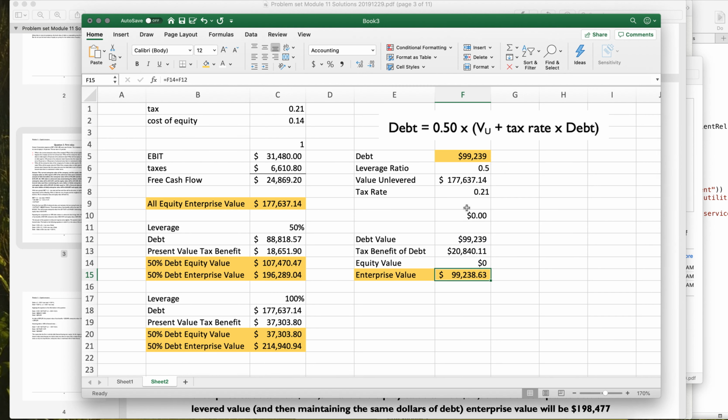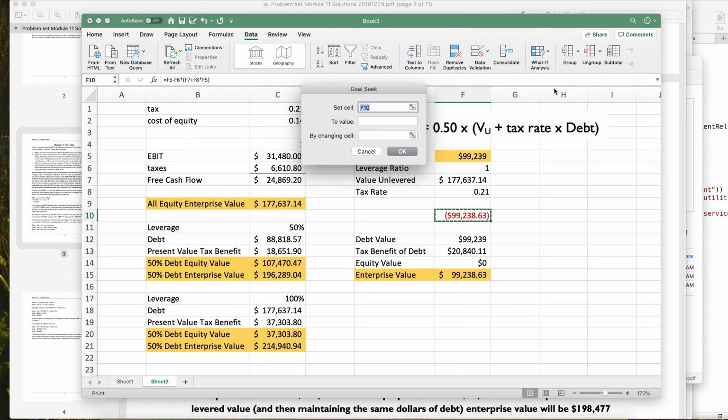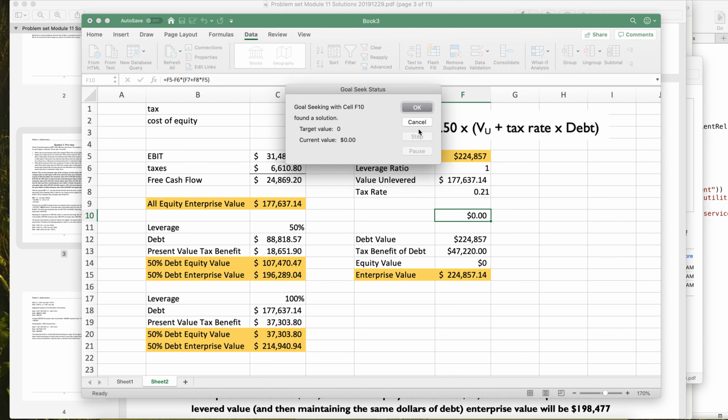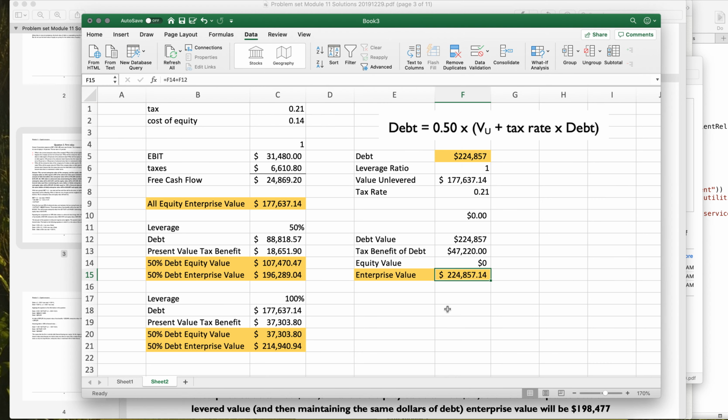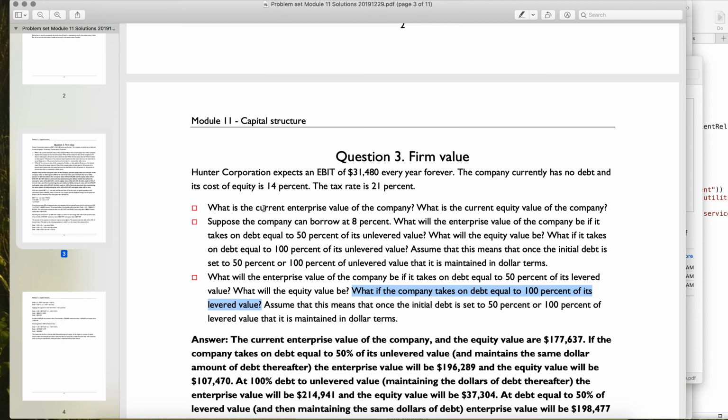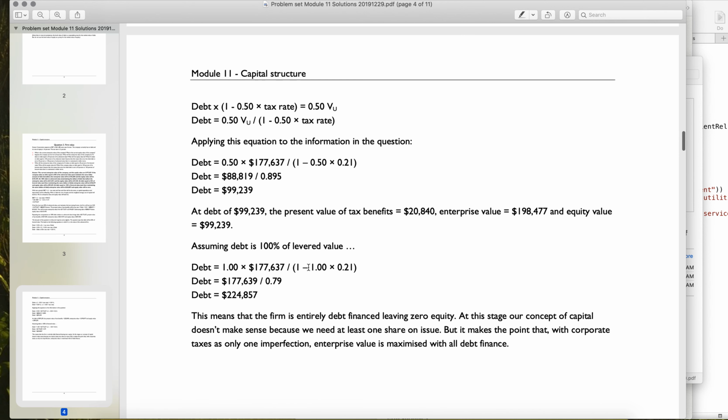So if it's 100% leverage, there's 0 shares of equity. And I'm going to change this to 1 and then goal seek again. So what we end up getting is that the value of the debt is $224,857. Notice it's even larger than this. And the tax benefit of the debt is $47,000. Again, notice it's larger than the present value of the tax benefit. And let's just check the solution.